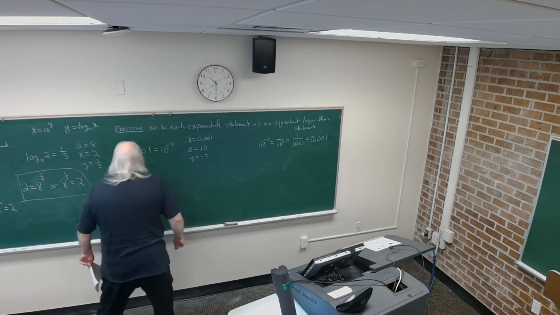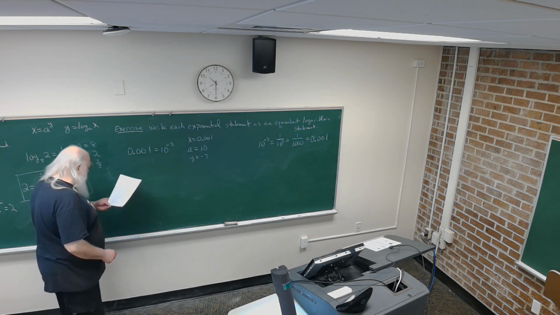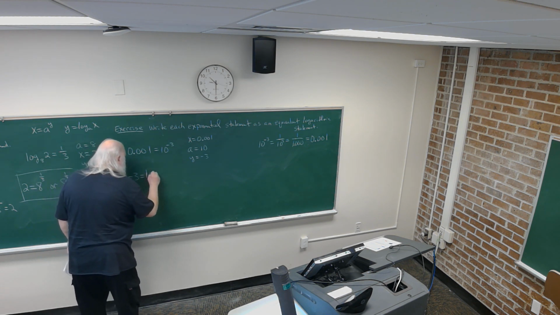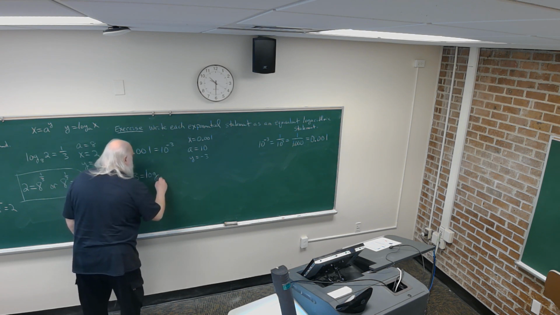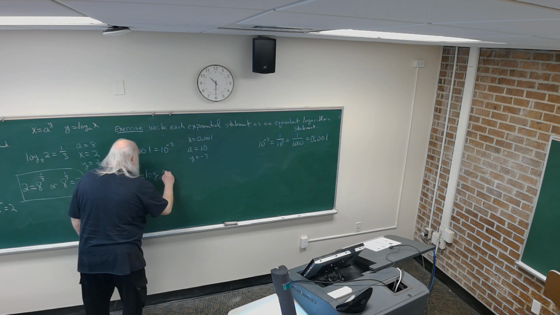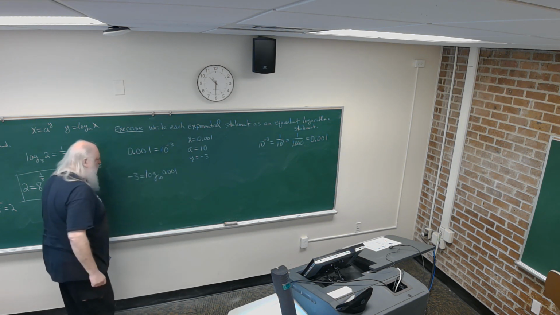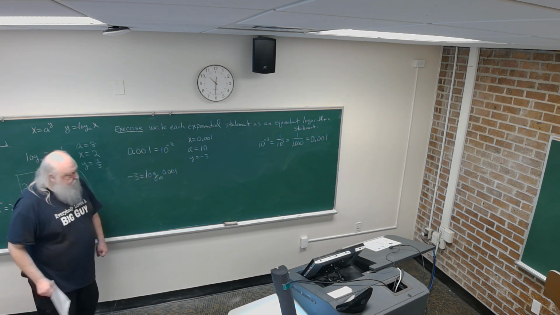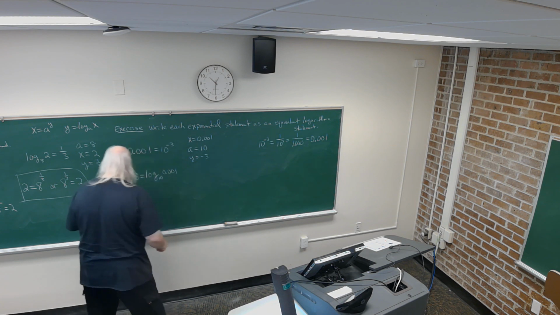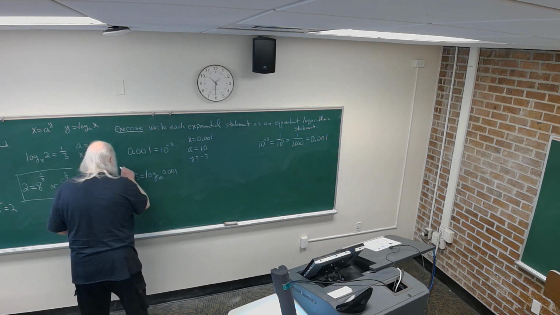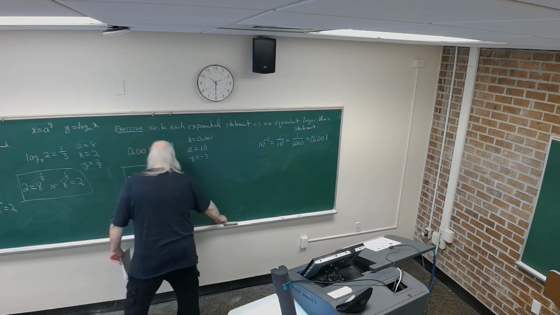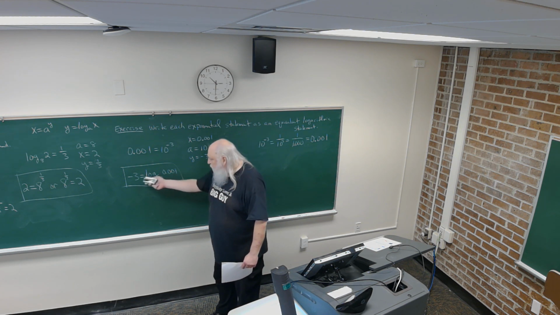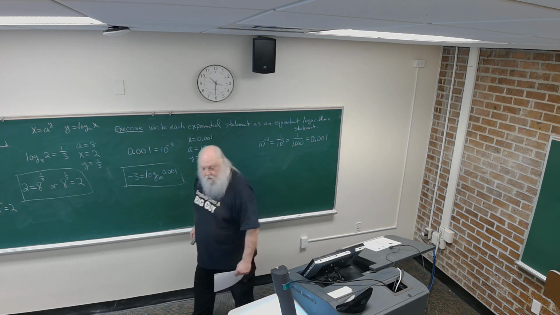Okay? So the corresponding logarithmic statement, y is equal to -3. The base is 10, and the value of the exponential is 0.001. Okay. So log base 10 of 0.001 is equal to -3. And you can switch the two sides, right? -3 is equal to log base 10 of 0.001. Okay. You switch. We often do that.